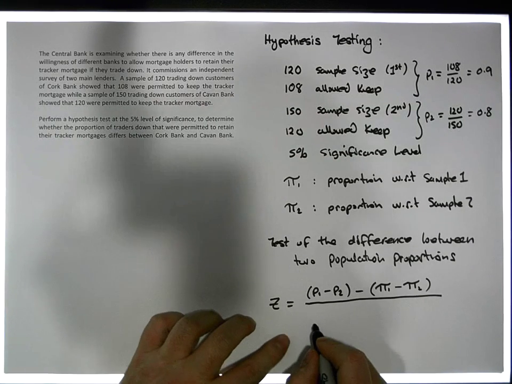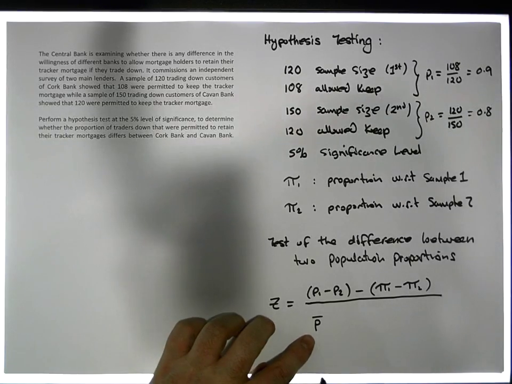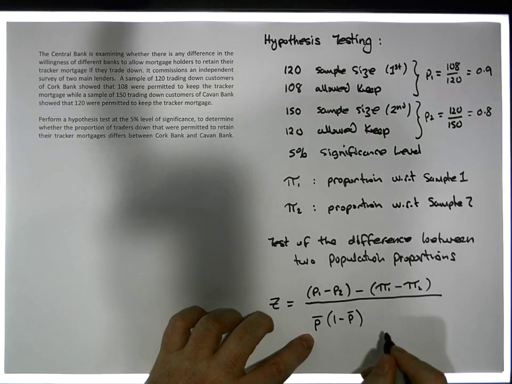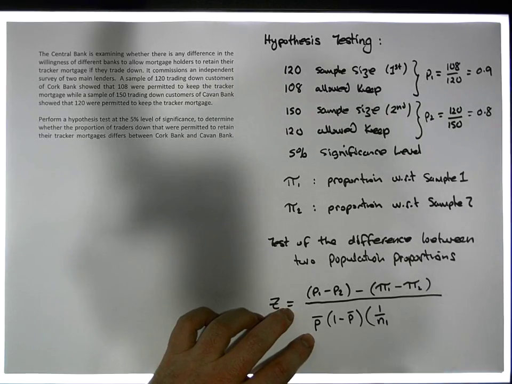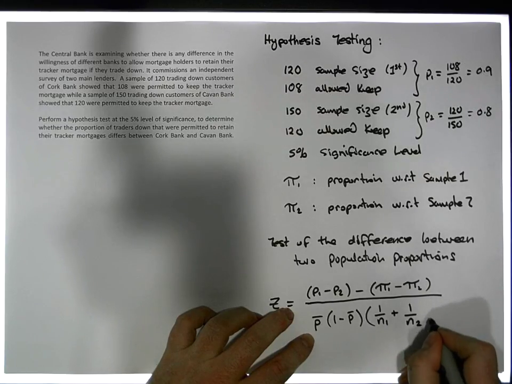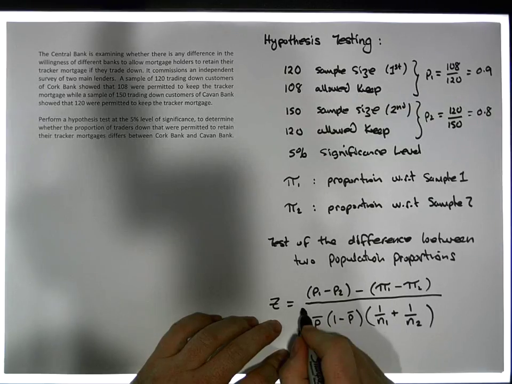It's divided by this value which involves p bar, which we're going to figure out how to calculate in a moment, times 1 minus p bar, and that's to be multiplied by 1 over n1, the first sample size, plus 1 over n2, the second sample size. And actually, it's the square root of this particular quantity here.